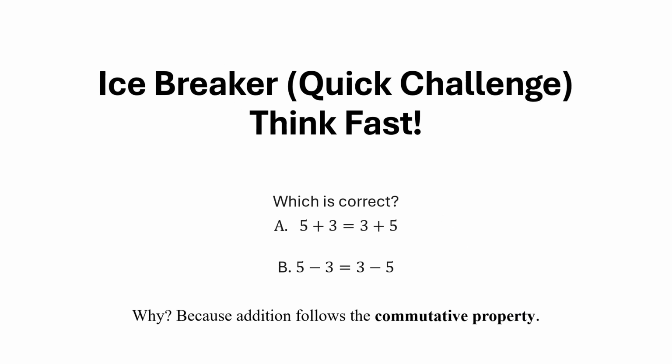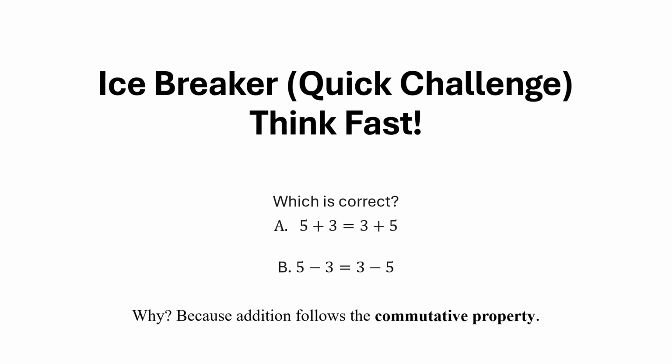Let's look at this icebreaker, which is a quick challenge to think fast. There are two questions. The first one, A, is 5 plus 3 is equal to 3 plus 5. And then the second one, B, is 5 minus 3 is equal to 3 minus 5. Which of the two gives you the correct answer?